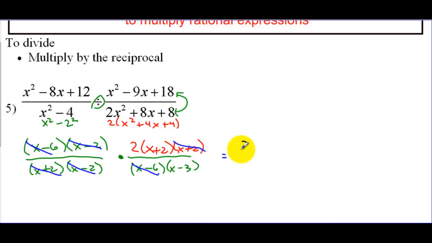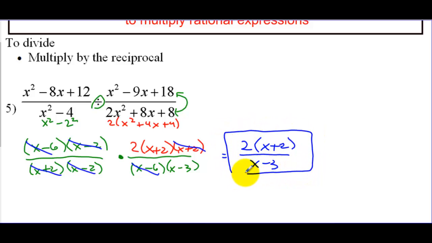So I'm just going to gather all this stuff and bring it along. 2 times x plus 2 is on top. X minus 3 is on the bottom. And I would say this is the quotient of those two expressions above.